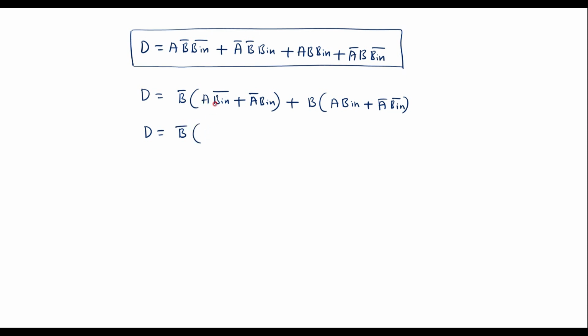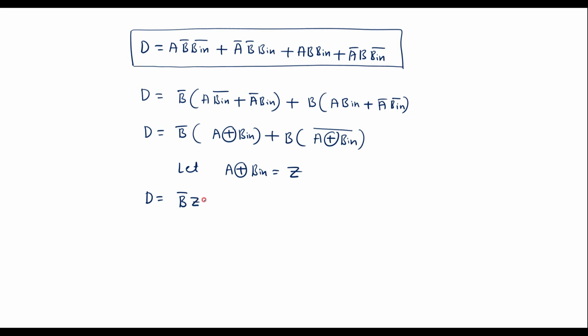Here we can see that A B in bar plus A bar B in is nothing but A XOR B in, plus here we have B. So A B in plus A bar B in is nothing but A XOR B in. So now let me assume A XOR B in is equal to some other variable, say Z. So I can represent this D as D is equal to B bar Z, plus here we have B, it is Z bar.